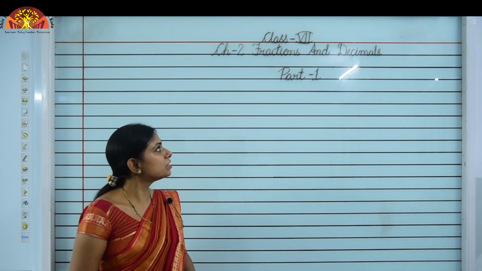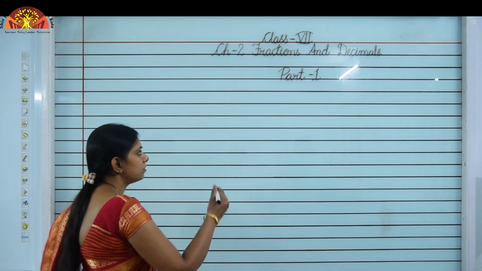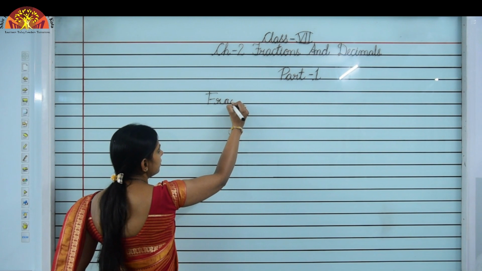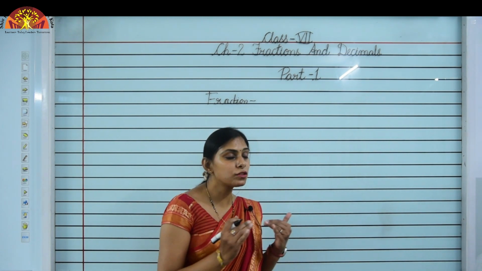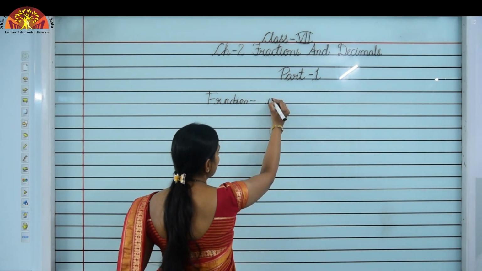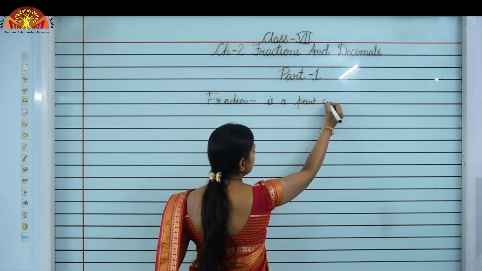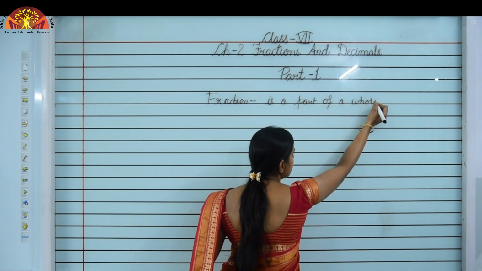Today we will start with chapter 2, fractions and decimals. First of all, before starting with this chapter, we should know what a fraction is. Okay, what is a fraction? As you know children, a fraction is a part of a whole. Fraction क्या होता है? It is a part of a whole. Is it clear?